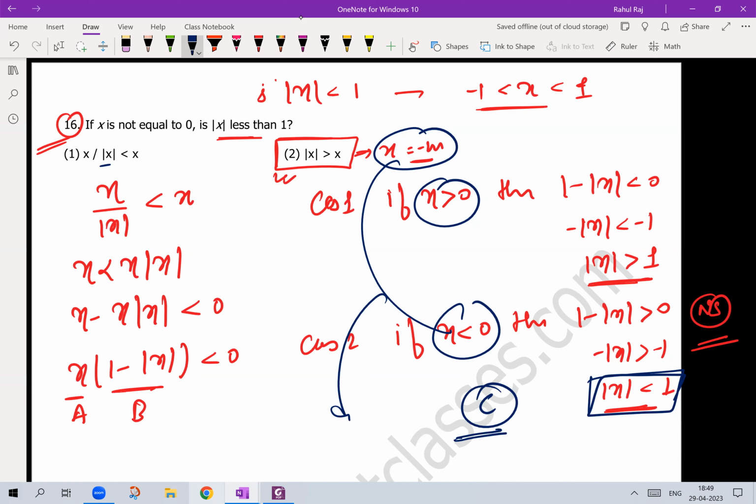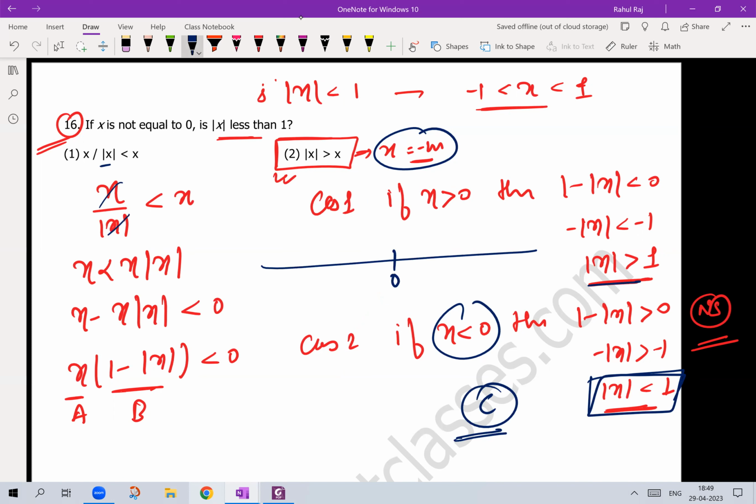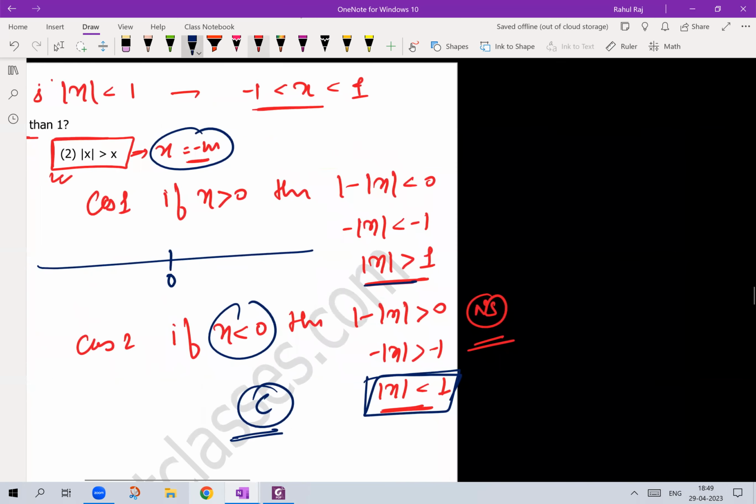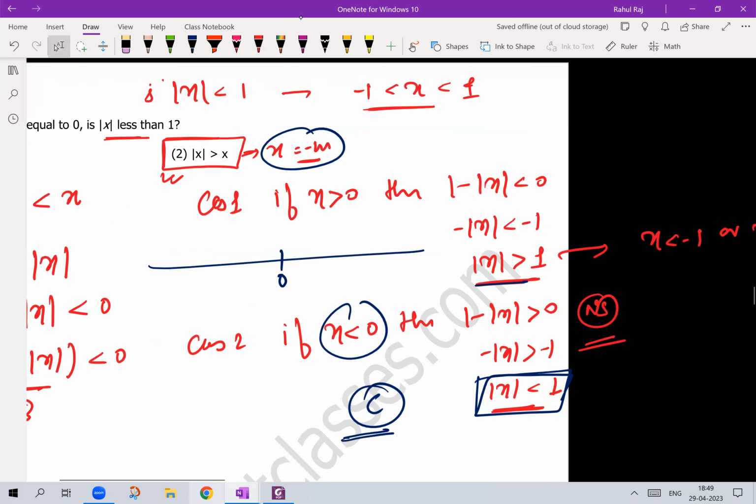Numbers, in the sense you will have to evaluate the two cases: mod x is equal to x if x is greater than or equal to 0, x cancels, x is less than 1; mod x is equal to negative x when x is less than 0. So you will have to just find your value. We can find values from here also, no? Mod x greater than 1 means x could be less than negative 1 or x could be greater than positive 1. So let's say this is negative 1, this is positive 1.